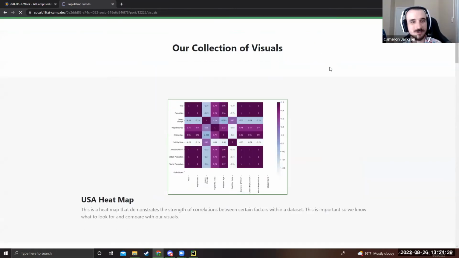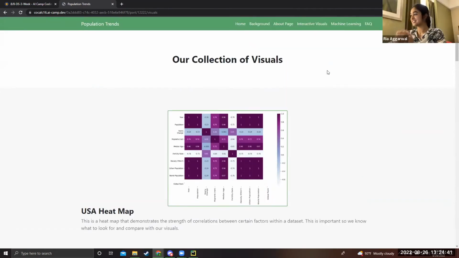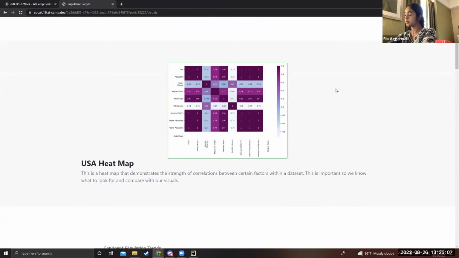Now we're on the interactive visuals. All right, so this is one of the main parts of our website, all of our visuals that we made, including the interactive ones. So you can see our first visual is the heat map, specifically of the USA. And this demonstrates the strength and correlation between certain factors within a data set, which was the 25 most populated countries. And this is important because with the heat map, you can see what two factors correlate the strongest or what are not.